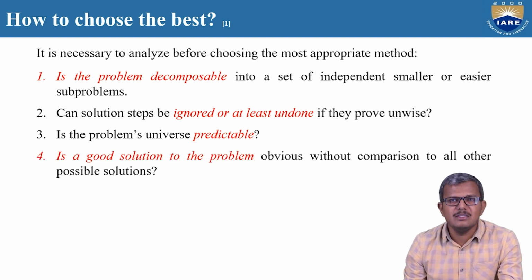And the fourth one is: is a good solution to the problem obvious without comparing to all the other possible solutions? Means how are you going to decide that the solution we got is the best solution without comparing with other possible solutions? So your problem needs to come in this particular category. The different types of problem characteristics we are discussing tell exactly the nature of the problem. Based upon that nature, if any heuristic search technique is found to be applicable, then directly we will select that technique and apply it to our problem statement.